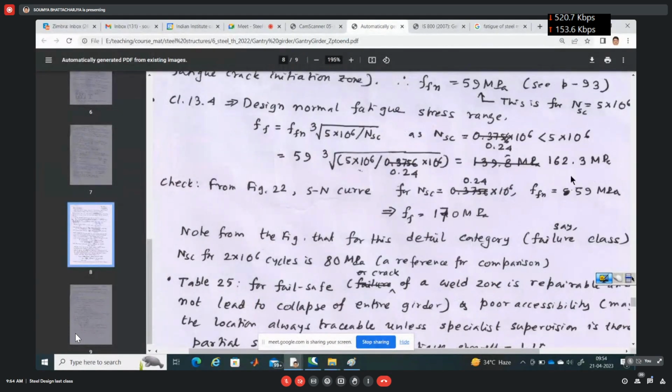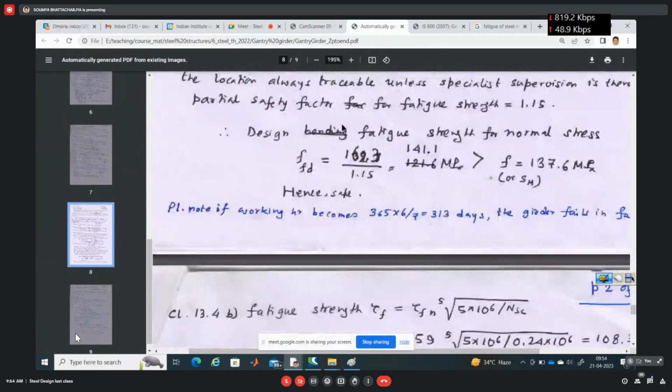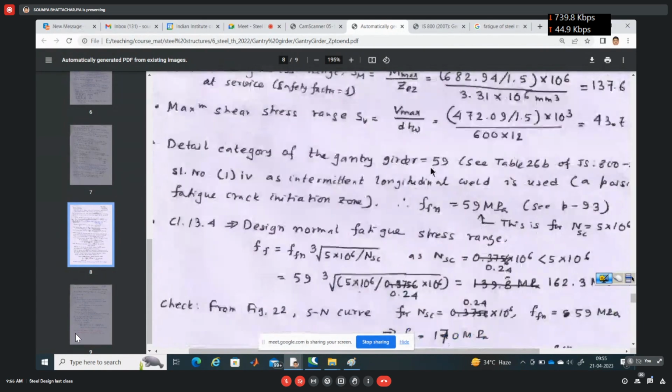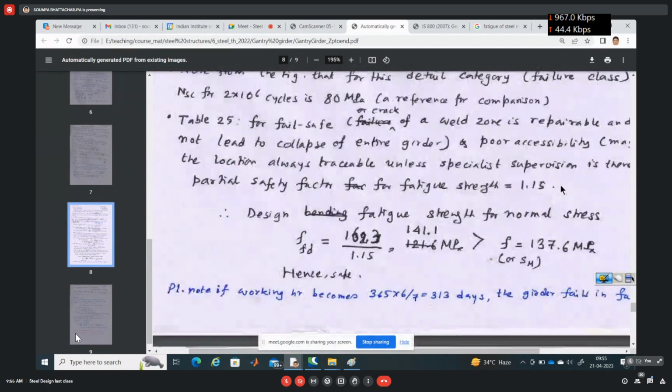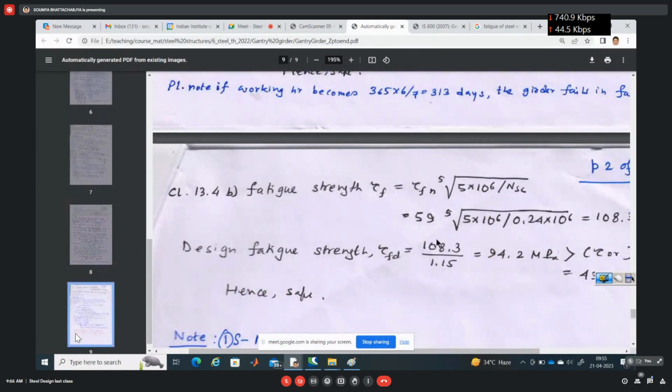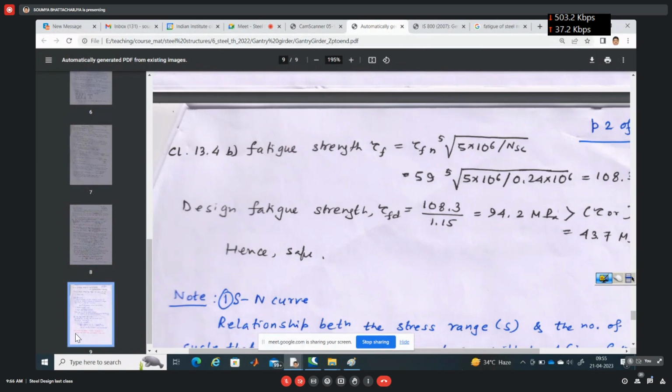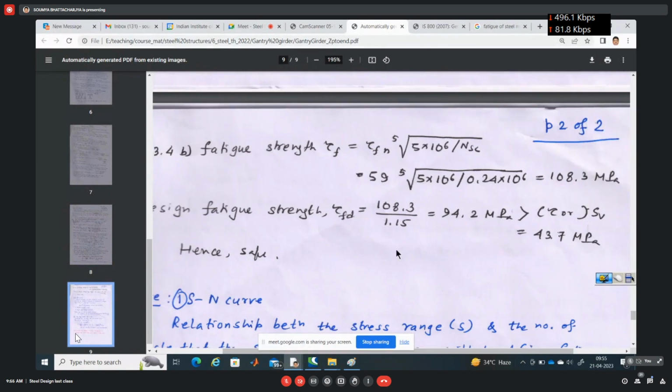Actually from the equation we are getting 162.3, from the figure we are getting 170. In your case you can simply apply the figure, you need not go for the equation. So 170 or 162.3 divided by the factor of safety that we have just obtained gives 141.1 as the fatigue strength. And the maximum stress coming is 137.6. So maximum stress is 137.6 and your strength is 141.1. So it is safe. Now for the shear stress, again we'll repeat the same procedure and we'll check whether it is safe or not. We are seeing that it is safe also.